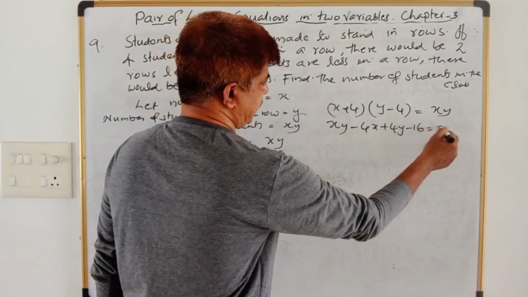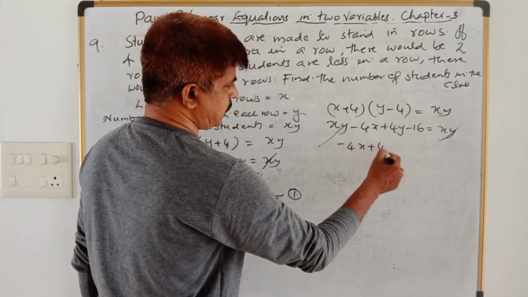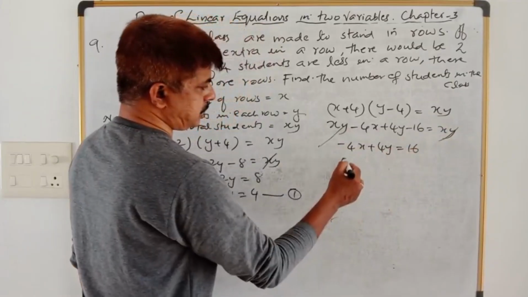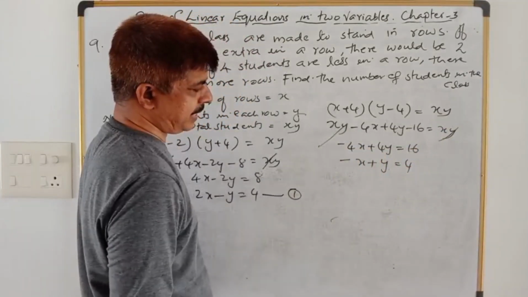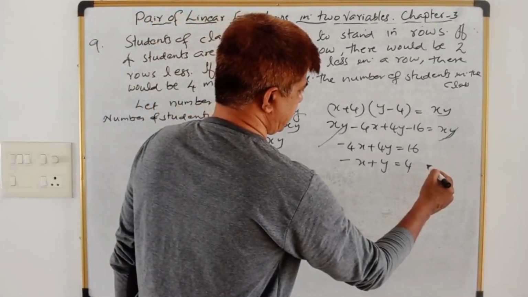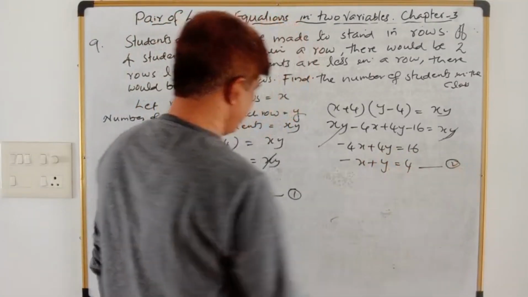4y minus 16 equal to xy. xy cancels. Minus 4x plus 4y equal to 16. Simplify. We have to cancel by 4. Minus x plus y is equal to 4. This is equation 2.